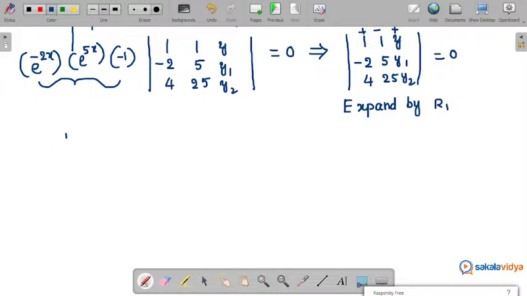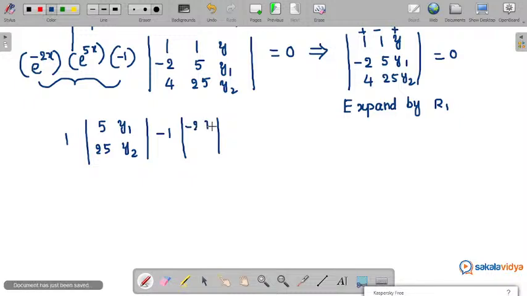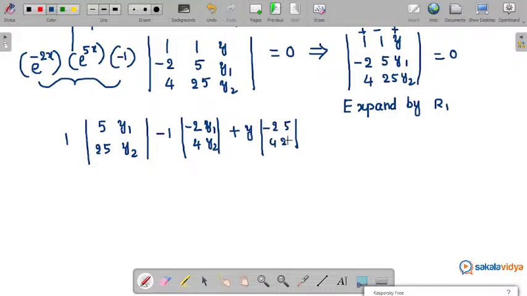Expanding by a row, the plus minus plus sign pattern you need to remember. So now we can write 1 times the determinant of, deleting this row and this column, 5 y1, 25 y2, and next this is negative 1 times the determinant of, deleting first row second column, negative 2 y1 and 4 y2, and plus y times the determinant of, deleting first row third column, negative 2 5, 4 25, not 425, is equal to 0.